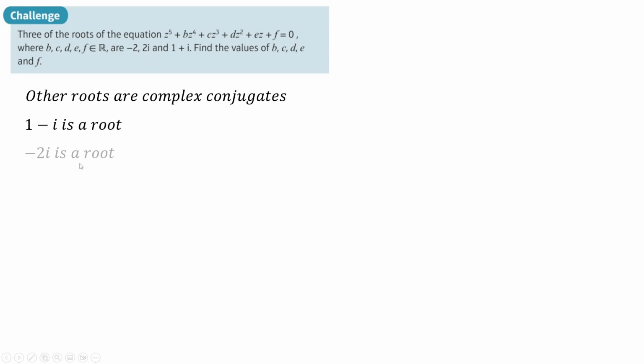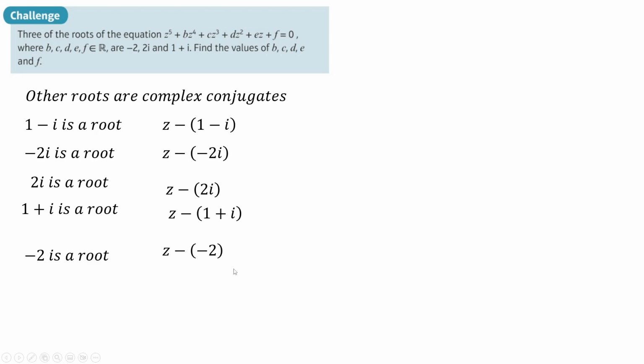If 2i is a root, so is minus 2i. And obviously 2i is a root itself, and so is 1 plus i, and then minus 2 is also just a root. You don't say that 2 is also a root, because this is not a complex number, right? And then I chose to write these as factors. Solutions are going to be z equals 1 minus i. Okay, so if you write it as a factor, it's z minus this. If you imagine an equals 0 sign here, and you bring that to this side, you'll get z equals 1 minus i, which is this. Do that for all of them, you'll get this.